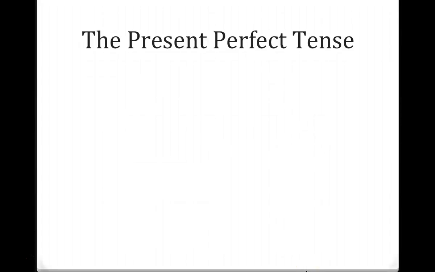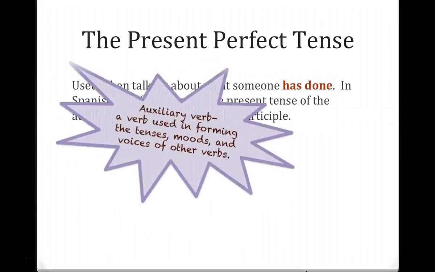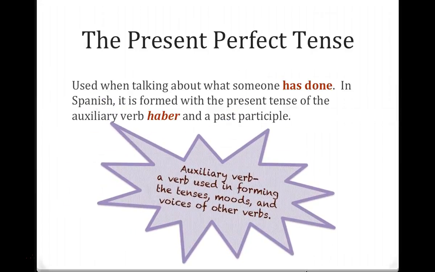Now we're going to talk about the present perfect tense. This is used to express that someone has done something. In Spanish, we form the present perfect tense by using the present tense of the auxiliary verb haber and a past participle. Now, an auxiliary verb, for those of you who are not familiar with that term, is basically just a verb that's used in order to form different tenses, moods, or voices of other verbs.